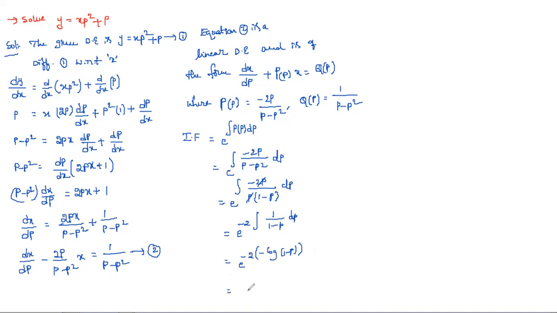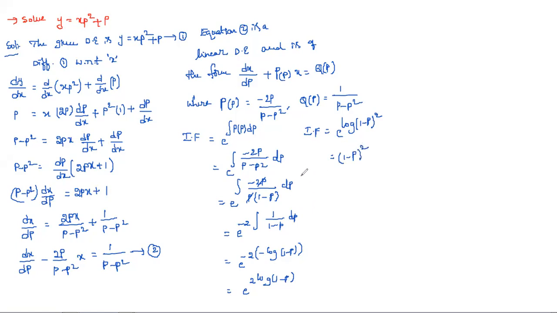So minus into minus plus, that is nothing but e power 2 into log 1 minus p. So then simply what we can write, integrating factor is equal to e power, this is in the form of m log a. Simply we can write log a power m, log (1 minus p) whole square. So e power log a is nothing but simply what we'll get, (1 minus p) whole square. So this is the one we'll get here, right?